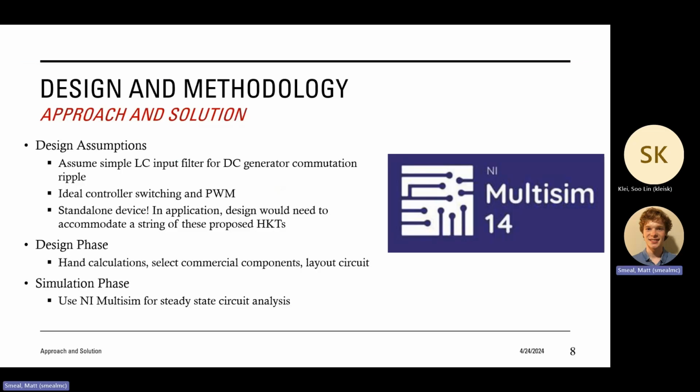So our general approach again, we made some assumptions regarding the input. Because it's a DC generator, there's going to be some commutation from the commutator. So we just assumed that there was an LC input filter, so there wasn't any ripple. We assumed ideal controller switching and pulse width modulation as well. And then we also just did this for a standalone device. You'd probably want to do this for multiple of these turbines, say in an array or something like that, in which case you change the duty cycle and everything.